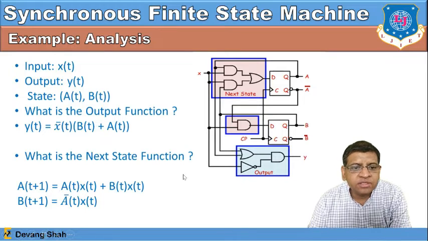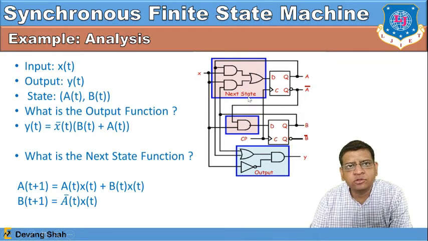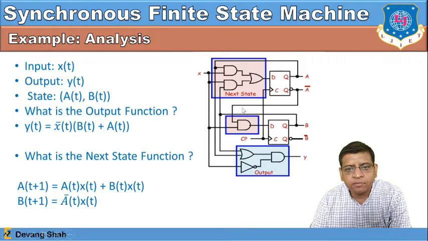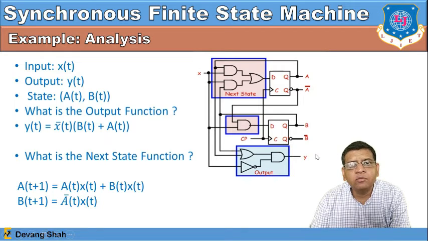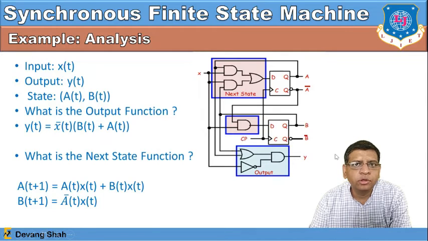And what is the next state function? a of t plus 1 is given as a of t into x of t plus b of t into x of t. That shows here 2 AND gates and 1 OR gate. And for b, it is only 1 AND gate. So the next state for b is nothing but a bar of t, which we have taken from here, and the other input is x of t.